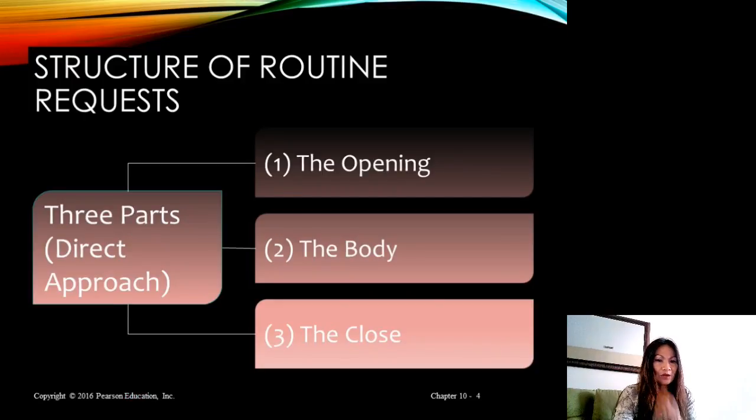Structure of routine request. Like any other business messages, routine requests have 3 parts. They are the opening, the body, and the close. Using the direct approach, open with your main idea, which is a clear statement of your request, and then use the body to give details and justify your request, and then close by requesting a specific action.